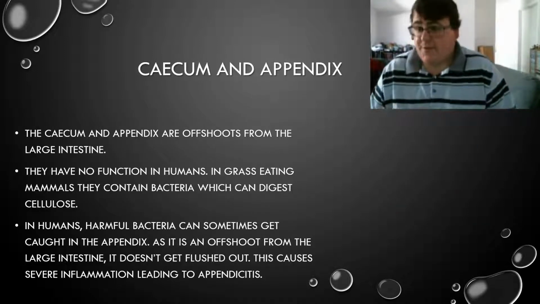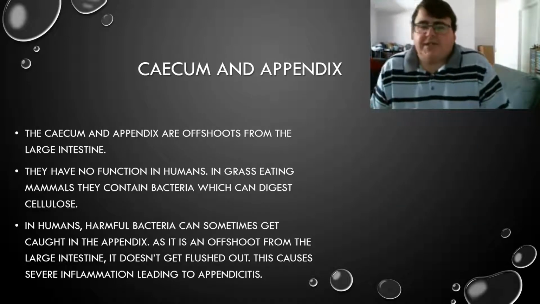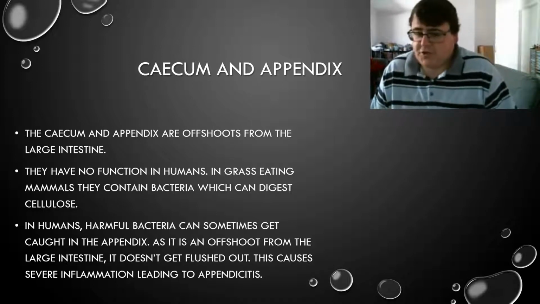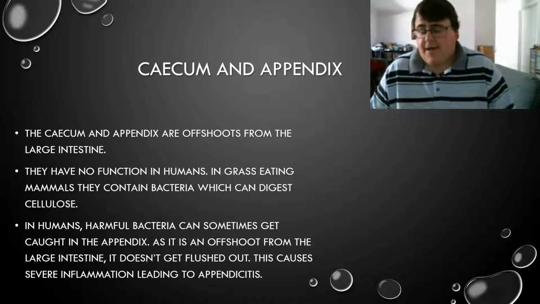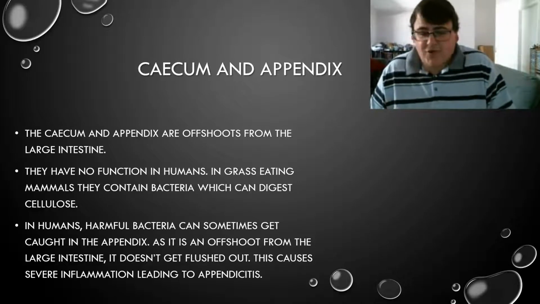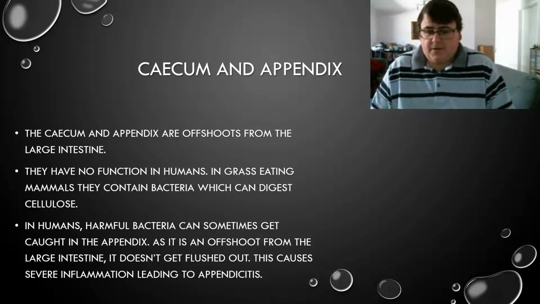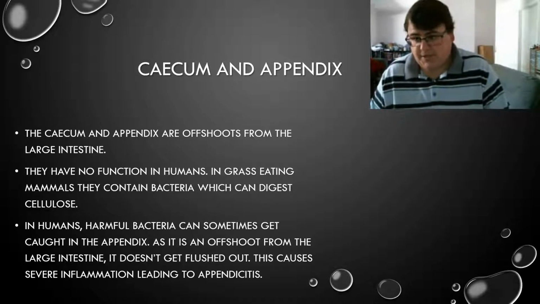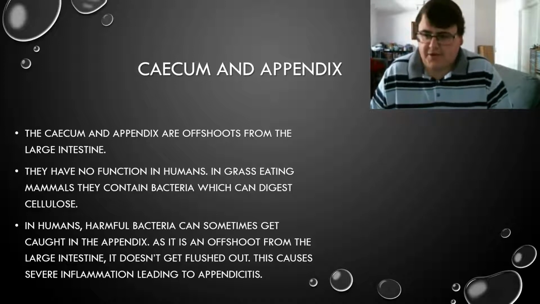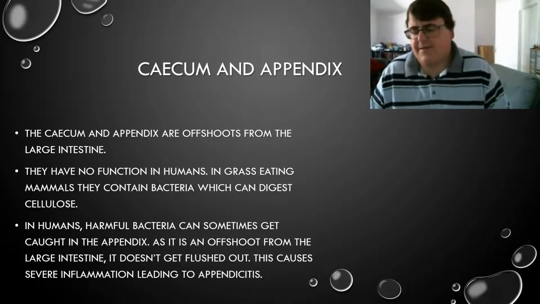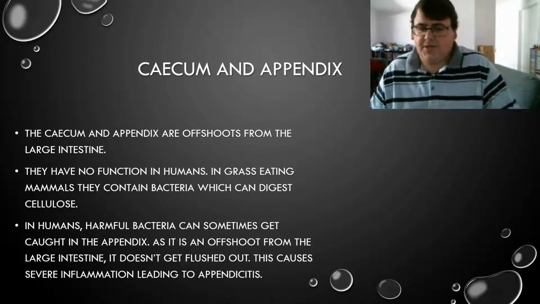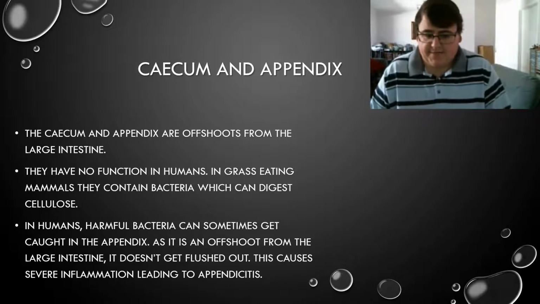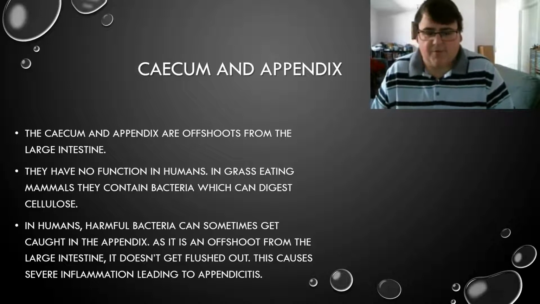Just the last part here, almost the appendix of the digestive system, is the cecum and the appendix. Both of these are offshoots from the large intestine. Currently, they have no function in humans. In grass-eating mammals, they do contain bacteria, which digest cellulose. So things like cows, the point of the cecum and the appendix is to produce bacteria which are going to digest that grass so they can eat the grass. Doesn't happen in humans anymore.